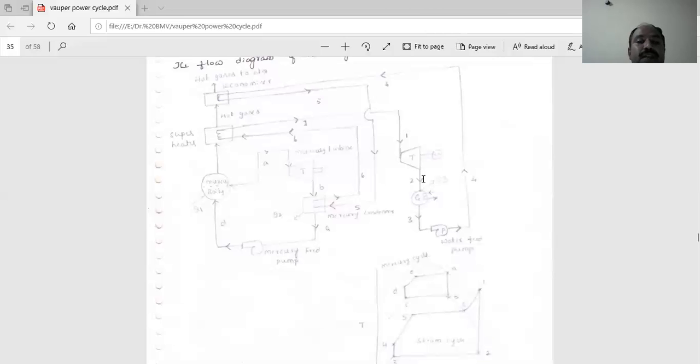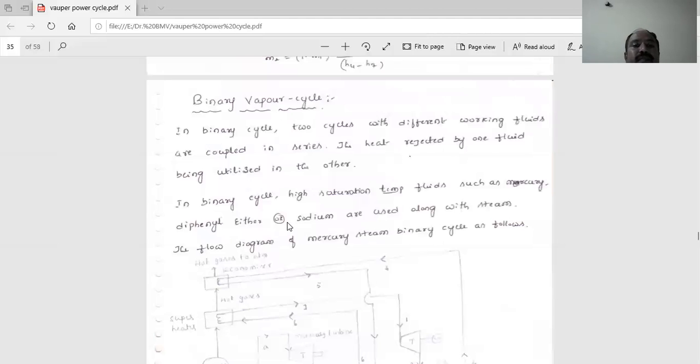Then the expanded steam is passed to the condenser, where the condensation process takes place from 2 to 3. The condensed fluid is pumped up to the economizer, where hot gases go out to the atmosphere. The fluid then passes to the mercury condenser, and through the mercury feed pump it enters the mercury boiler. That is the working of this mercury binary vapor power cycle.